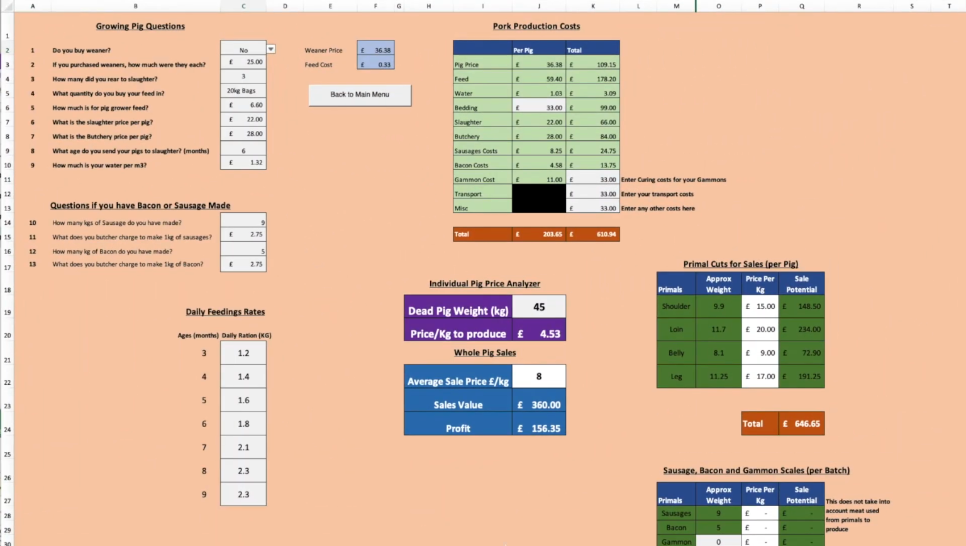Next tab of the calculator is about your meat pig costs. How many of your pigs are you keeping to raise on for meat for your table or selling? So you'll see here that I have an option to say, do I buy in my weaners or am I producing them myself? And if I say no, it lets me put in a value for each piglet that I bought. So if I put in a value, say £50, and I bought 6, for example, that I raised to meat weight.